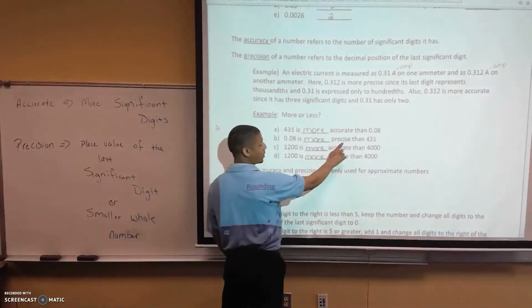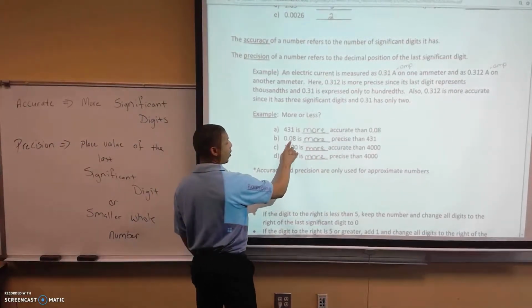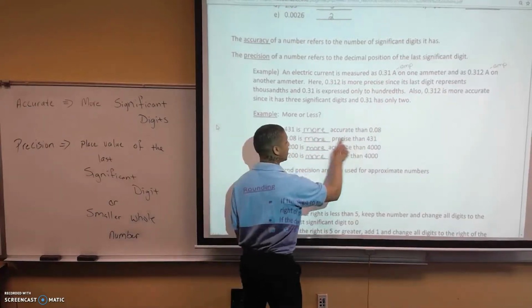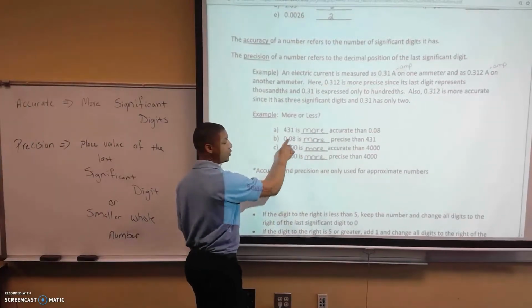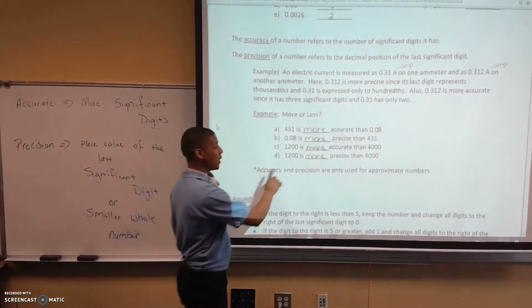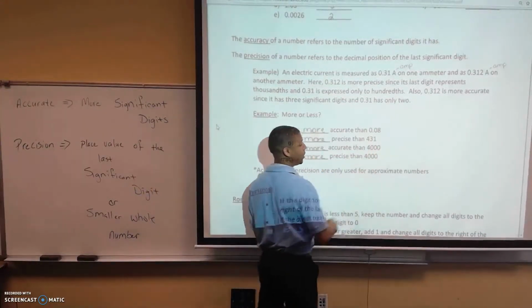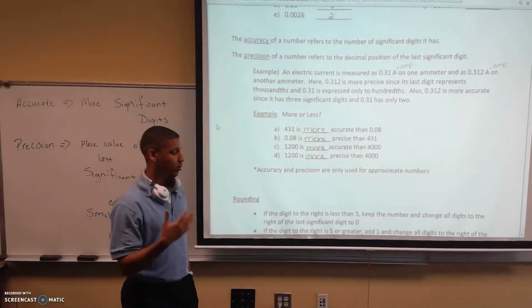However, if we're talking about precise, 0.08 is more precise than 341, because if you look at the decimal places in here, tenths, hundredths, the hundredths is more precise than, well, this one doesn't have any significant decimal places.